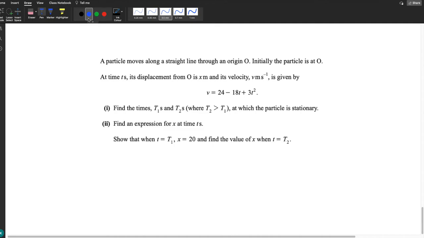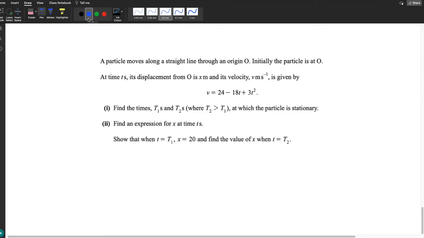At time t seconds, its displacement from O is x meters and its velocity, v meters per second, is given by v equals 24 minus 18t plus 3t squared. And we want to find the times t1 and t2 at which the particle is stationary. Okay, so to do this question, we're considering when the velocity is equal to 0, because that's what it means for it to be stationary, not moving.